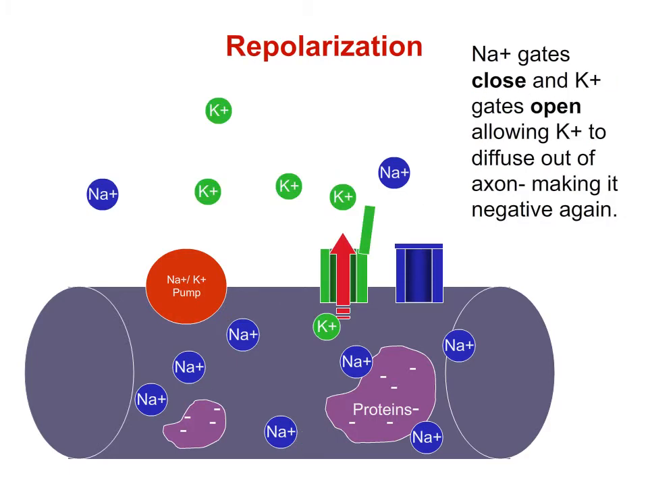Now during repolarization, the sodium gates will close and the potassium gates will open. Remember, potassium was initially more concentrated inside the axon, and so it tends to rush out very, very quickly. Now as potassium rushes out, it brings the charge inside the axon back into the negative range. And so this is called repolarization because it brings us back down to the resting membrane potential.